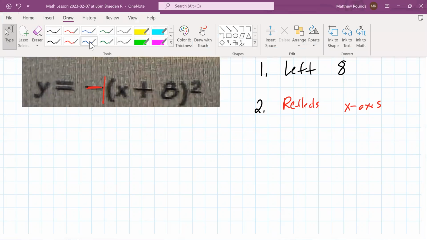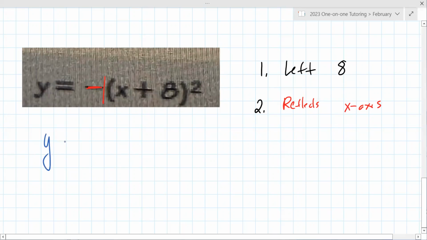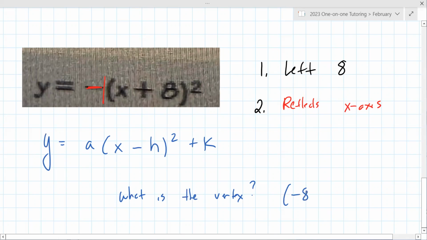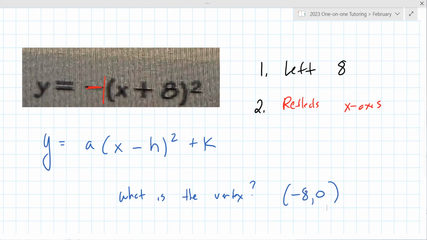Now this is in vertex form. Do you agree with that? Yes. Okay. What is the vertex of this problem? -8, 0. Yes.